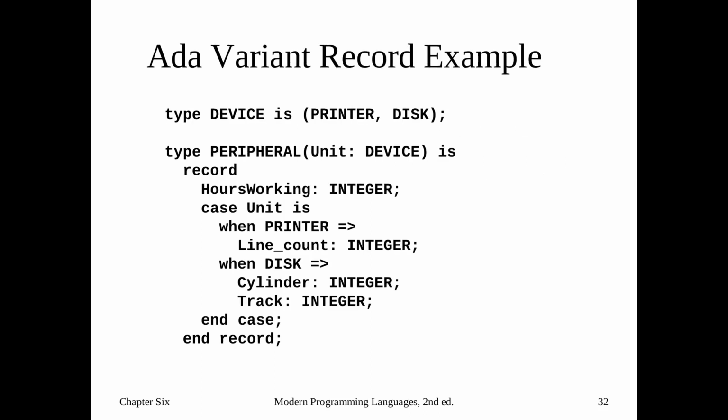So, an Ada record, right? It's basically showing us that we have a type peripheral that takes in a unit, which is of type device. And then we create this record, and what the record has is an integer called hours working, and then there's a case which discriminates based on whether or not the unit is a printer or a disk, right? And it says if it's a printer, then the line count is an integer. Otherwise, if it's a disk, then it has a cylinder and a track, both integers. And so depending on what kind of device you give it is what type of actual record it will be storing.